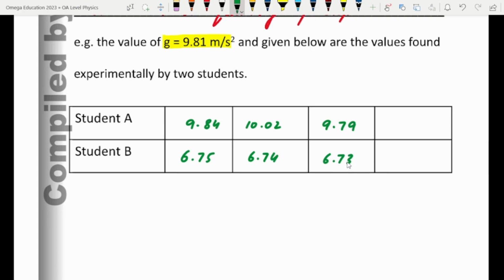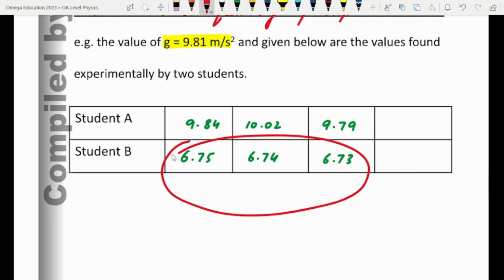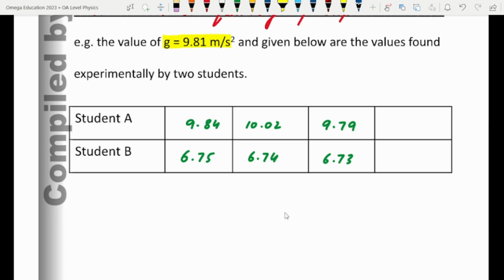Now if you compare the readings of student A and student B, you see the readings of student B are very close to one another. So these readings are precise. This is what we study for precision. If the values are close to one another, the measurements would be called precise. Compared to that, the readings of student A are close, but not as close as the readings of student B. So comparatively, student B's readings are more precise.